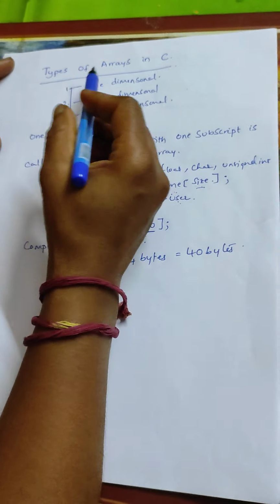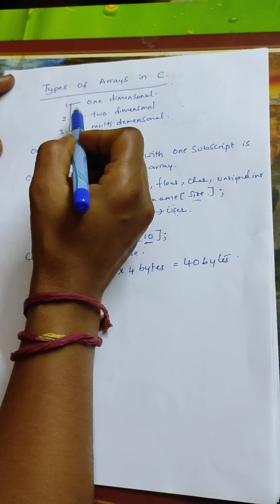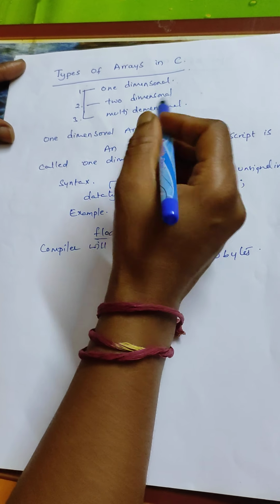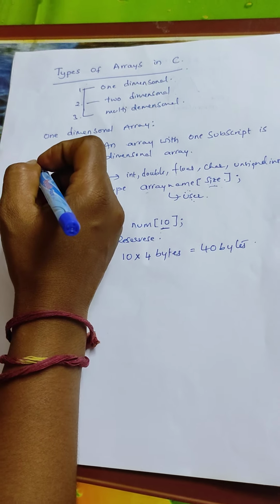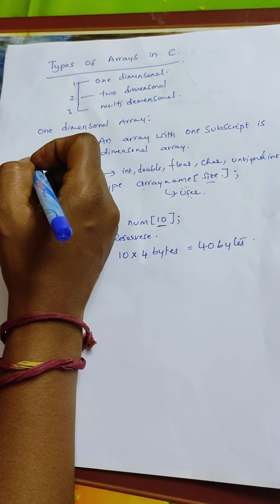Hi everyone, in this video I will explain what are the different types of arrays in C programming language. So there are three types of arrays. That is one dimensional, two dimensional and three dimensional, and these arrays can be categorized depending on the number of subscripts we are using with arrays.